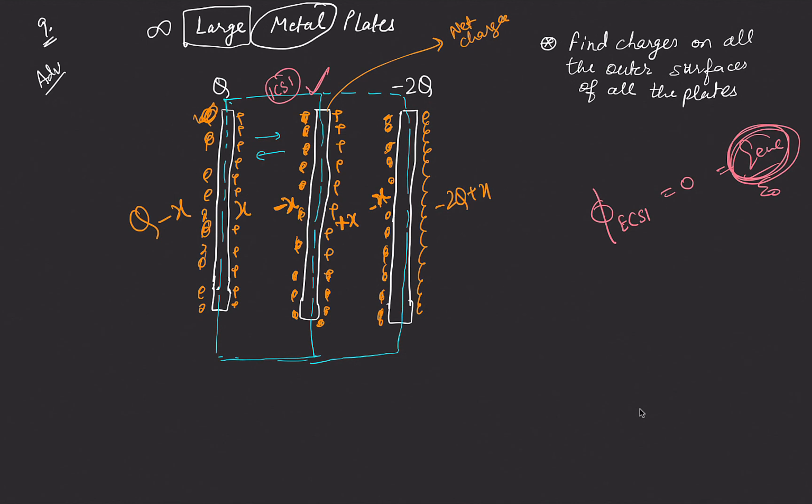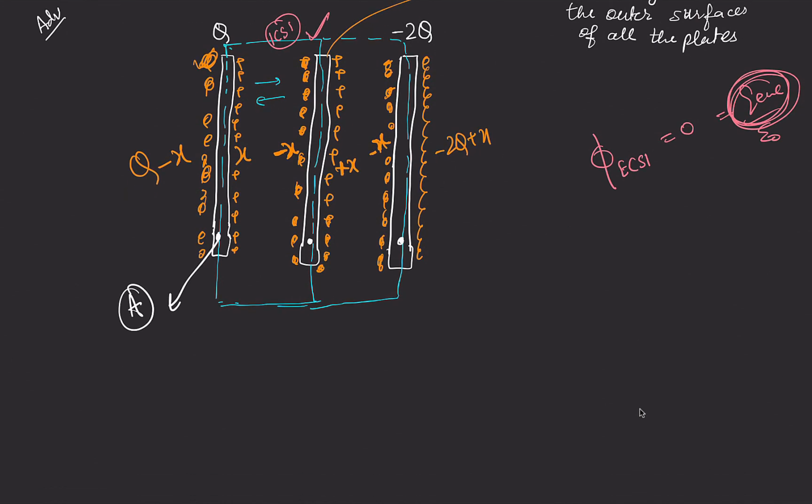So the only trick left is how to find x. To find x, we will again use the same property, that the electric field inside all of these is 0, and you can pick any of these, you will get the same answer. So I am picking this point A. Electric field at this point A should be 0.